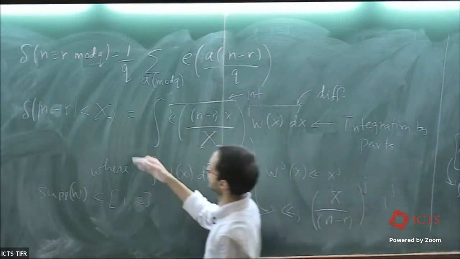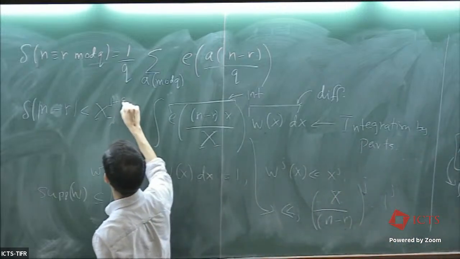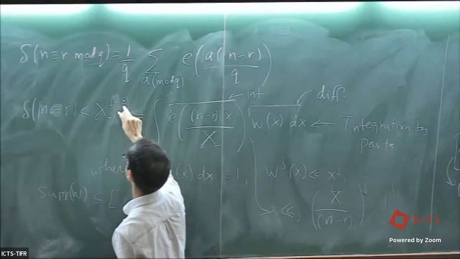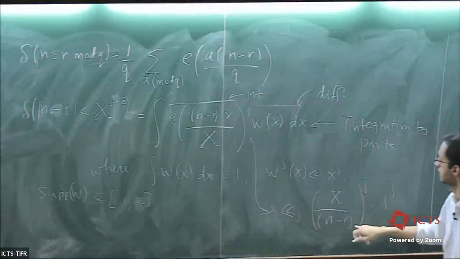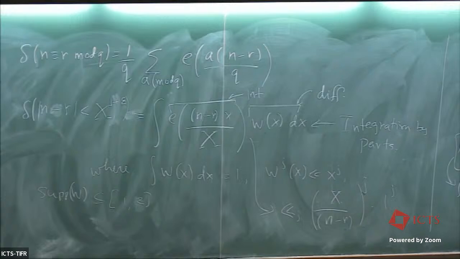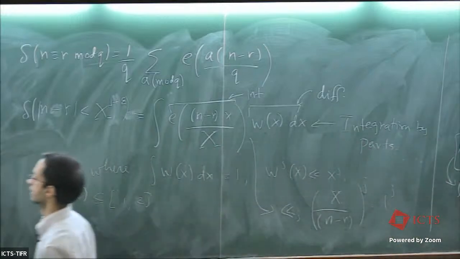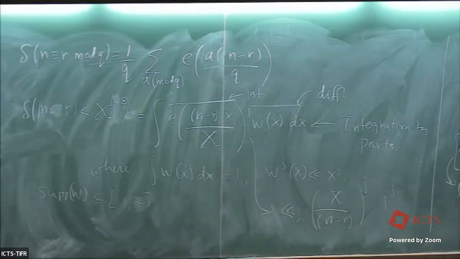So maybe I should be a little careful. I should write x to the 1 plus epsilon. It can be any factor that grows polynomially, actually, and you have this. So just to be a little more careful, maybe I can write 1 plus epsilon right here and make sure that q is bigger than x to the 1 plus epsilon. We have a delta symbol right here. Okay. So we have this trivial delta symbol.